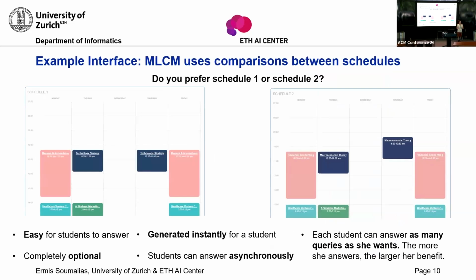And what type of queries do we ask? We ask very simple comparison queries. Do you prefer Schedule A or Schedule B? Comparison queries are cognitively a lot simpler for students to answer. They have been treated as ground truth in prior works for these exact problems. With our approach, they are generated instantly for each student. And importantly, unlike options where people need to synchronize the reports, each student can answer them asynchronously.